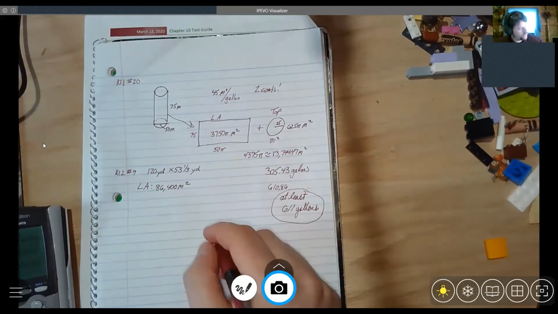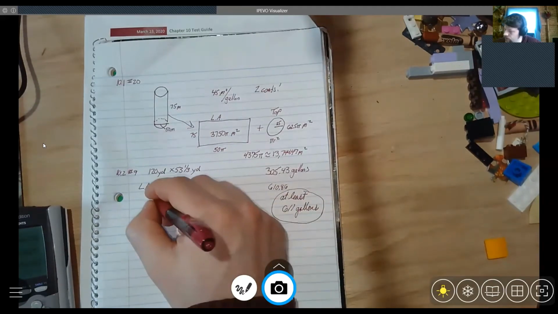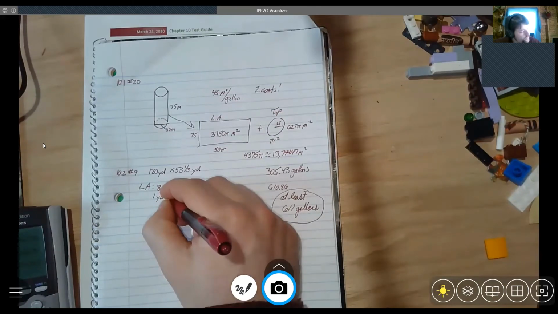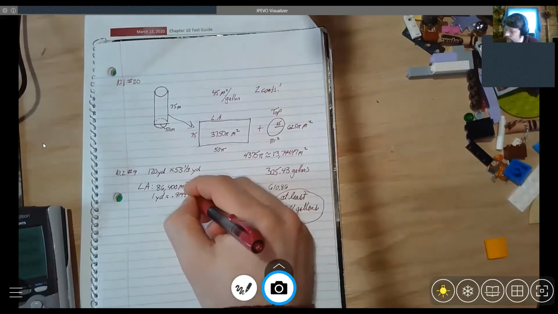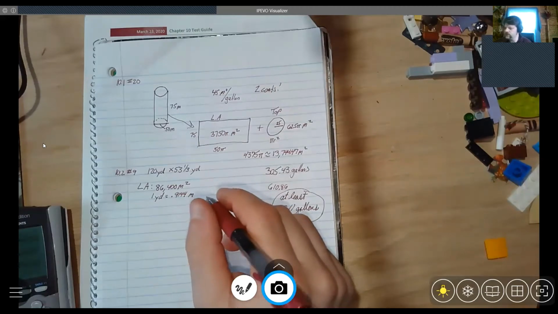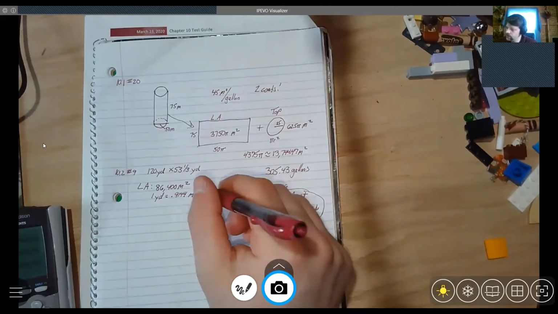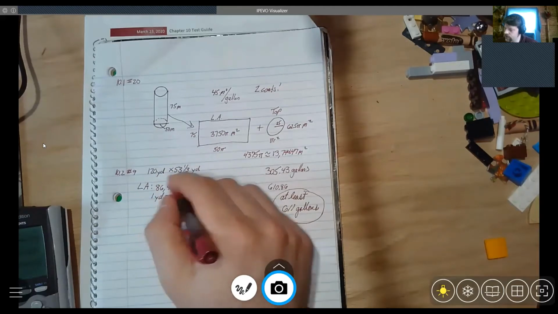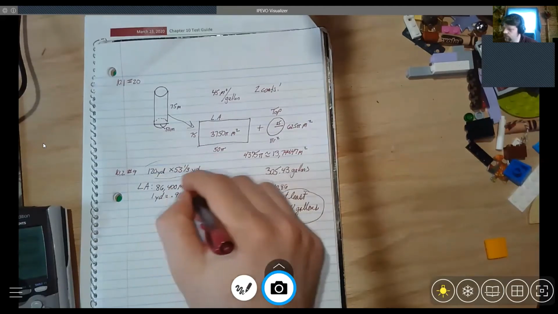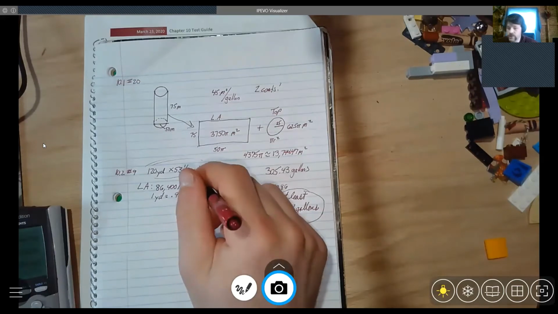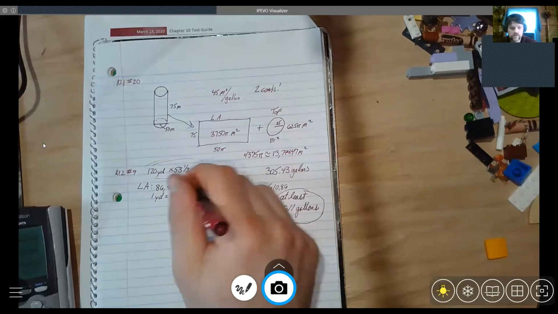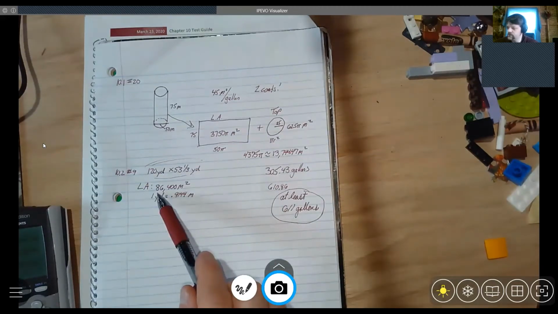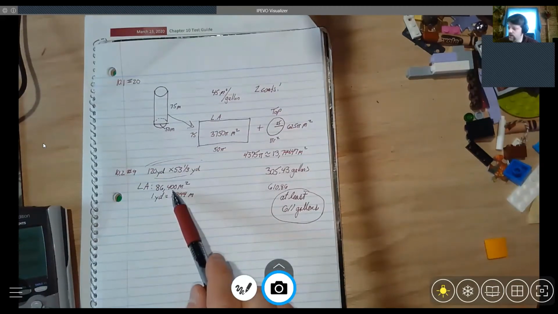Okay, so in the question, we're also told that 1 yard equals 0.9144 meters. So we have to do some conversion here. One way to do this would be to convert these dimensions to meters. We could also convert the 86,400 to yards, to square yards.